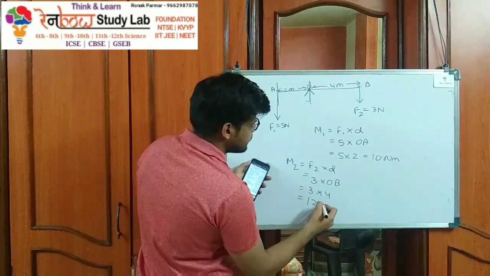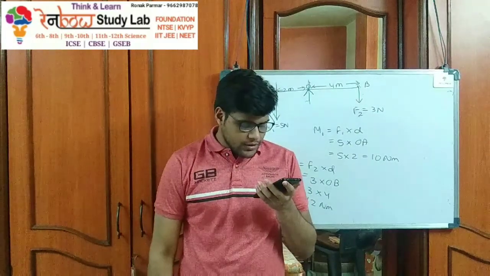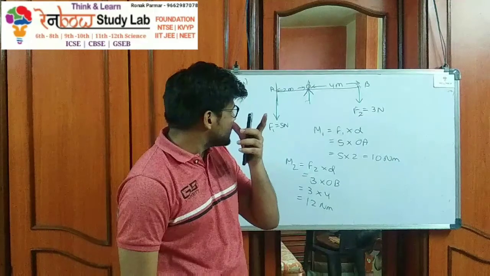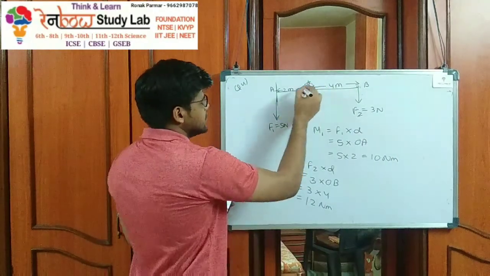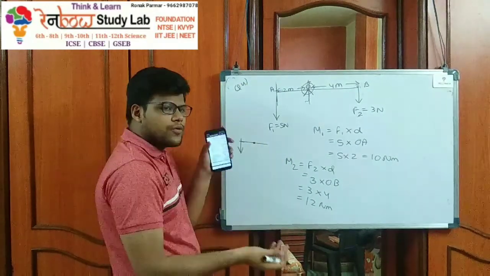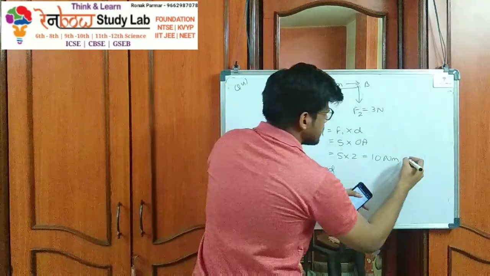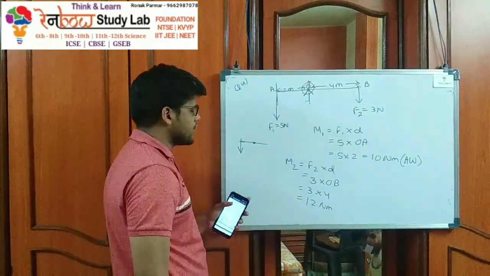So 3 4s are 12 Newton meter. Okay. Now part 3. We will need to mention the direction also. If your body is pivoted here and force is applied here, and you are trying to pull it down, it will create an anti-clockwise rotation. So this is anti-clockwise.